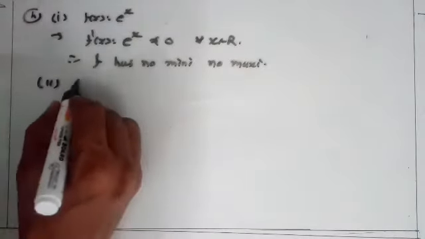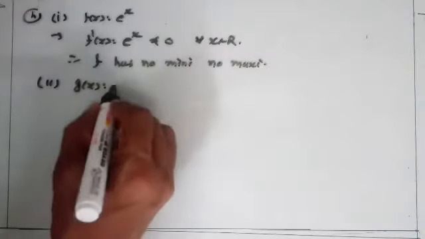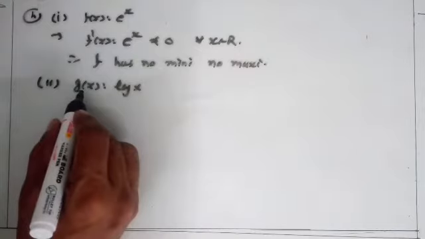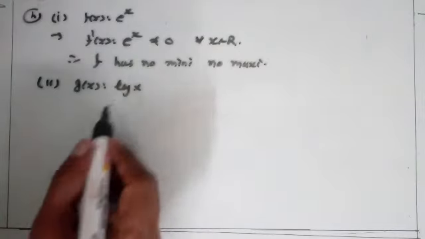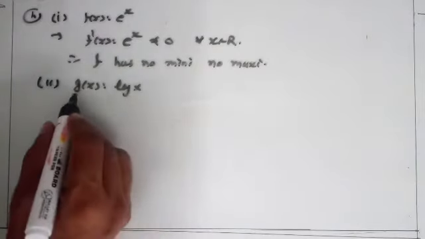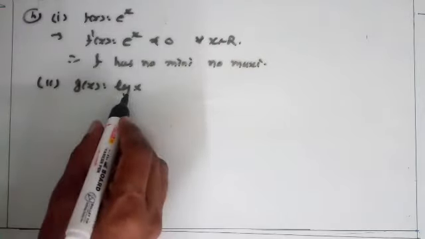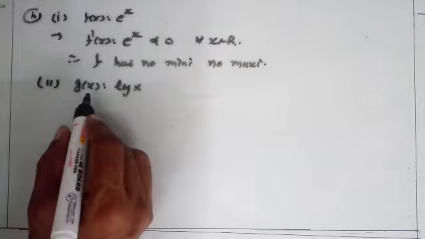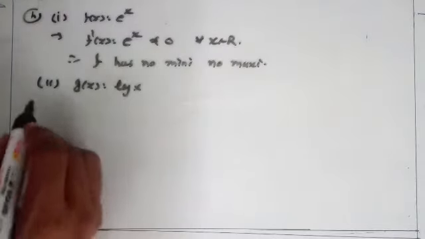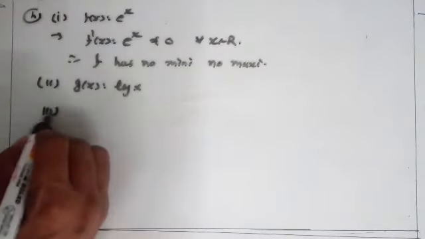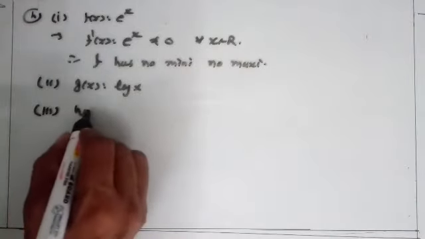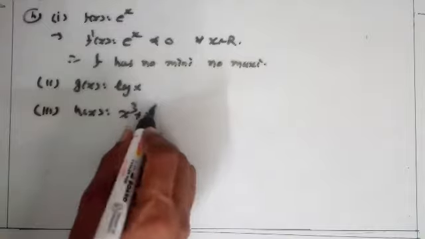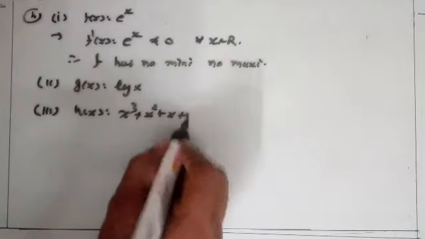Similarly, number 2, g(x) is equal to log x. Here the first derivative of g(x) is equal to the derivative of log x, which is 1/x. So g dash x is equal to 1/x and never becomes 0. So g(x) does not have a maximum or a minimum value. Same for question number 3, h(x) is equal to x raised to 3 plus x square plus x plus 1.